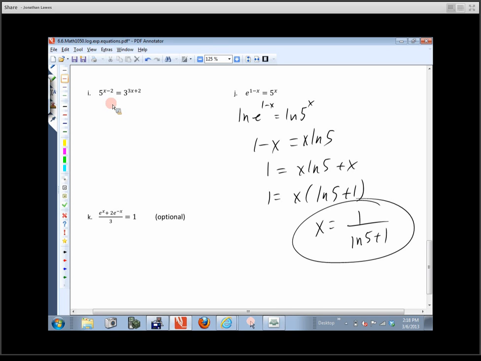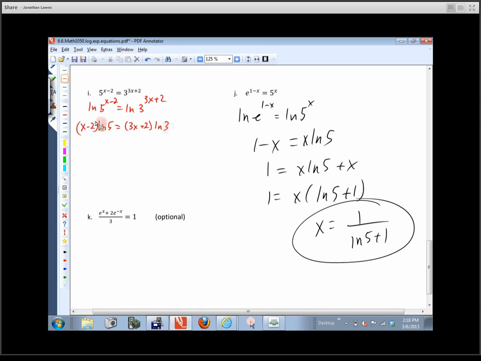you can't undo them both. What logarithm? ln or common log. I don't care which. I like ln. It's 2 letters rather than 3. Okay, that's pretty much what it comes down to. So this is going to be the ln of 5 to the x minus 2, ln of 3 to the 3x plus 2, x minus 2 ln 5, 3x plus 2 ln 3. Any questions to there?